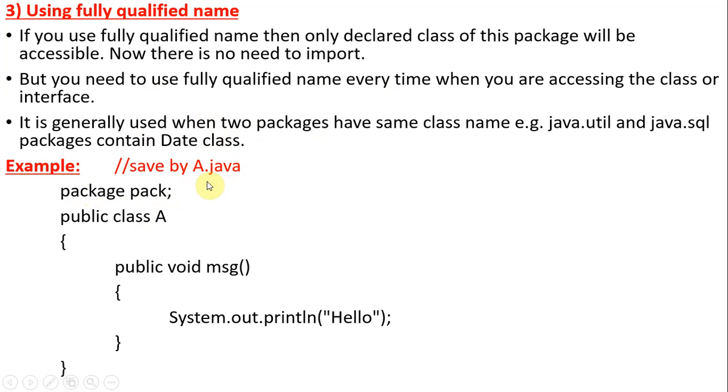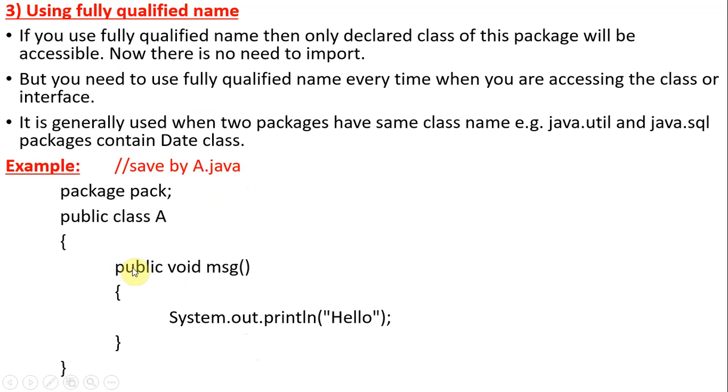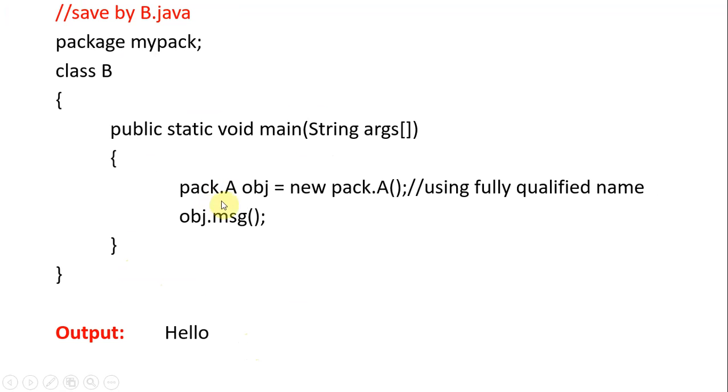I'm opening a file A.java, package pack, public class A, with one method and one message. After that I am opening another file B.java, package mypack. I am not using import here. Class B, main method. I want class A from the pack, so I use pack.A here and I am not importing. So pack.A obj = new pack.A, using the fully qualified name. Along with the package we place whatever class we need, and in between we place the dot. Then the message we can access.